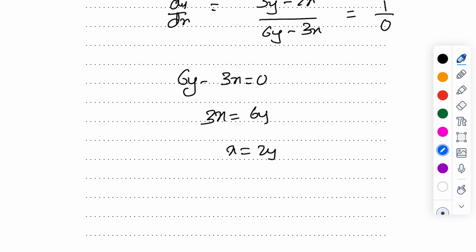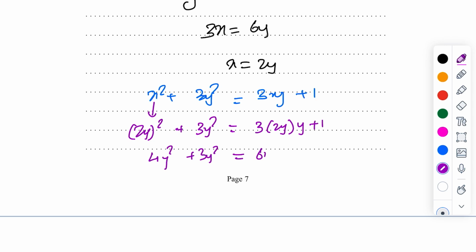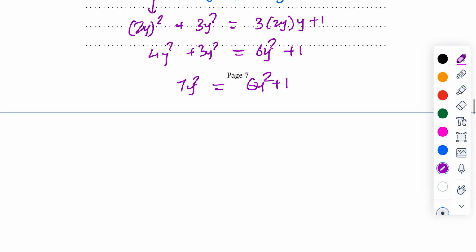What was our original equation? x square plus 3y square equals 3xy plus 1. Plug in that x is 2y over there. So (2y) whole square plus 3y square equals 3 times 2y times y plus 1. 4y square plus 3y square equals 6y square plus 1. 7y square equals 6y square plus 1. So y square equals 1, y equals plus or minus 1.